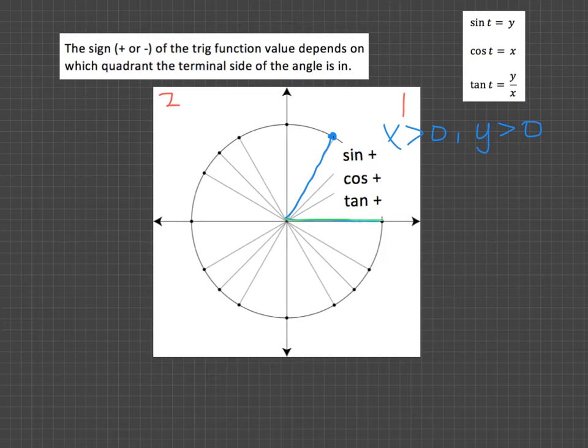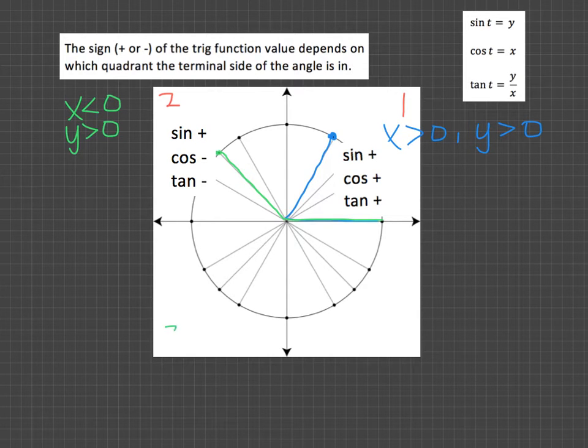An angle with terminal side in quadrant 2 would be right there. Let's think about x and y in that quadrant. We are to the left of the origin, to the left of the y-axis, so that means x is going to be negative, less than 0. But y is still positive because those points are above the x-axis. In quadrant 2, sine is positive because y values are positive, cosine is negative because x values are negative, and tangent has one positive, one negative, so it is going to be negative.